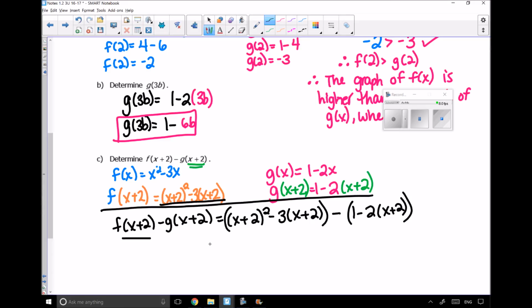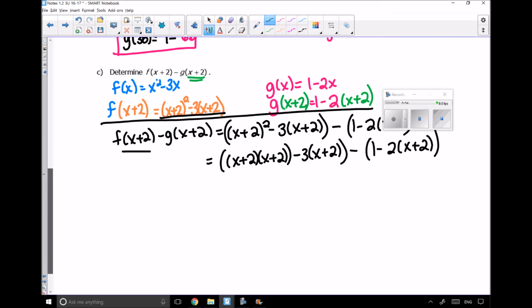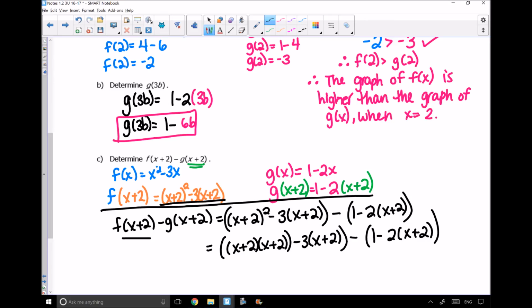Now, I need to go ahead and do my multiplication. And here, to do x plus 2 quantity squared, I need to expand this out, or I need to FOIL it. So essentially what it's saying is just x plus 2 times x plus 2 minus 3 times x plus 2 minus, and then 1 minus 2 times x plus 2. So we'll go ahead and expand and do some distributing, and then we'll see what we end up getting.